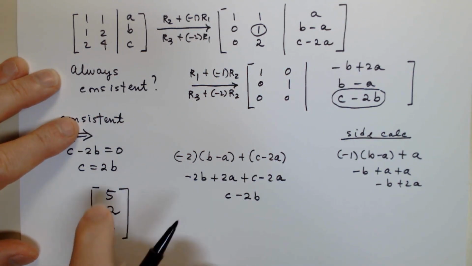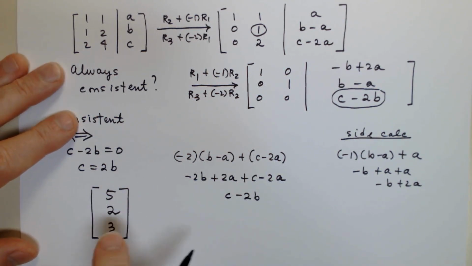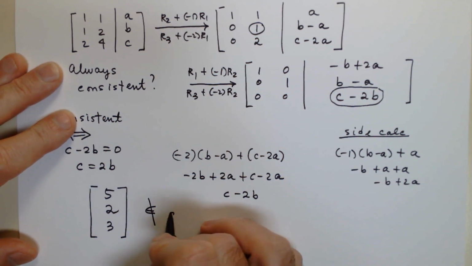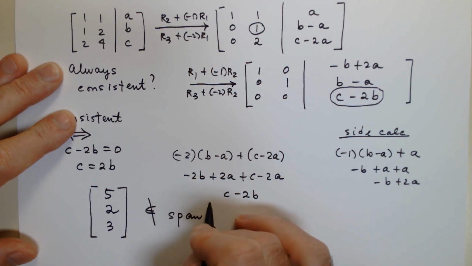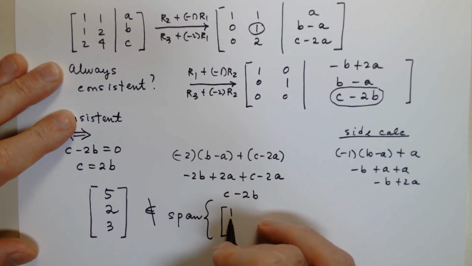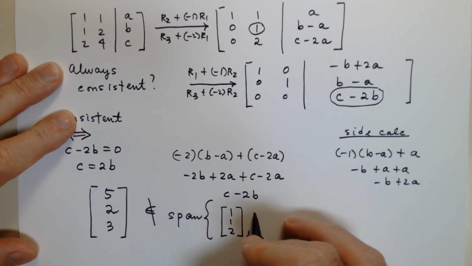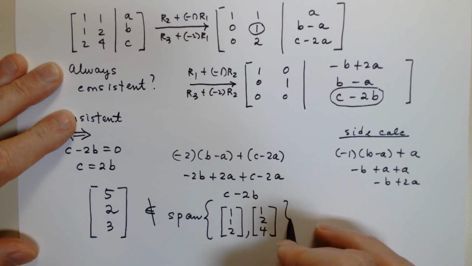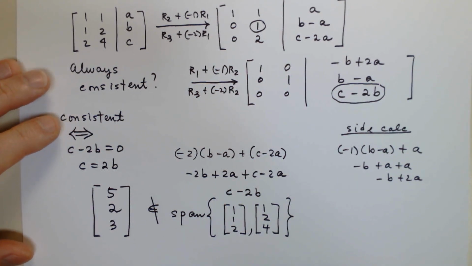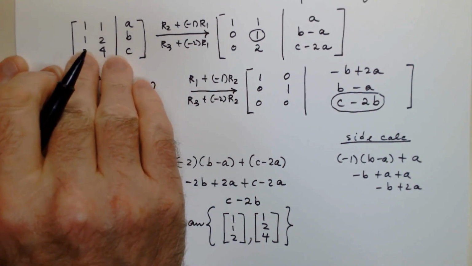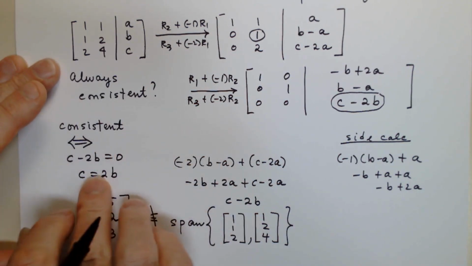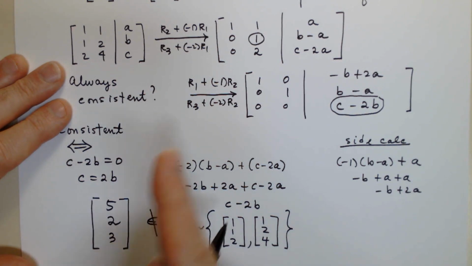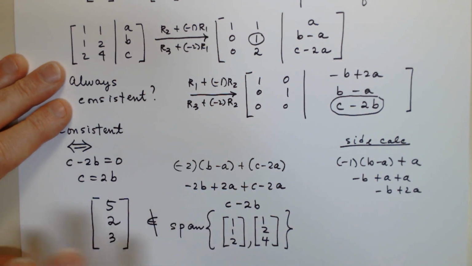All right? So 5, 2, 3 is a vector in R3, and 5, 2, 3 is not an element of the span of 1, 1, 2 and 1, 2, 4. Okay? That vector is certainly not spanned by these two. It is not meeting our test. All right, c equals 2b. 5, 2, 4 is in the span. 5, 2, 3 is not in the span.